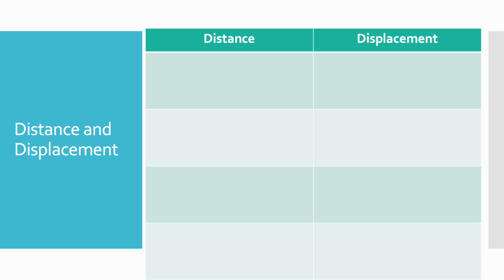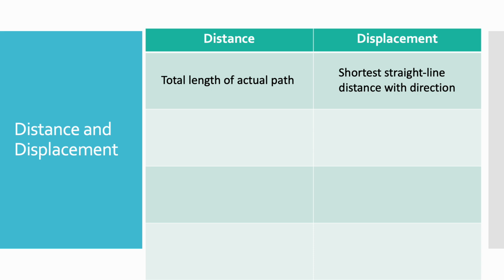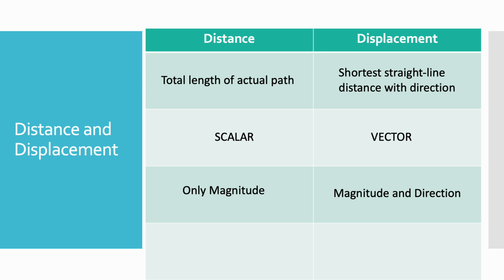Let's compare the two directly. Distance is the total length of the actual path traveled. Displacement is the shortest straight line distance with direction. Distance is a scalar quantity, whereas displacement is a vector quantity. Distance can be specified only by magnitude, whereas in displacement we need magnitude and direction both because it's a vector quantity. The SI unit is meter. Also, it's meter for displacement.